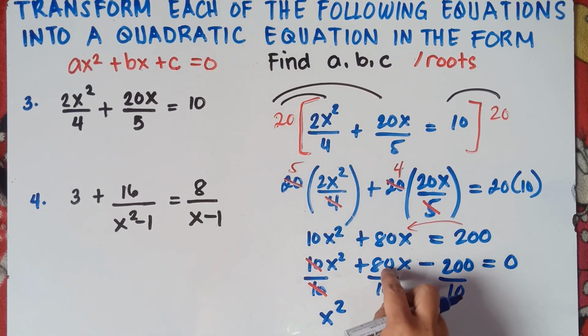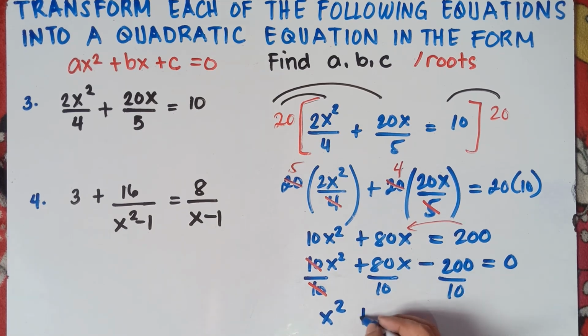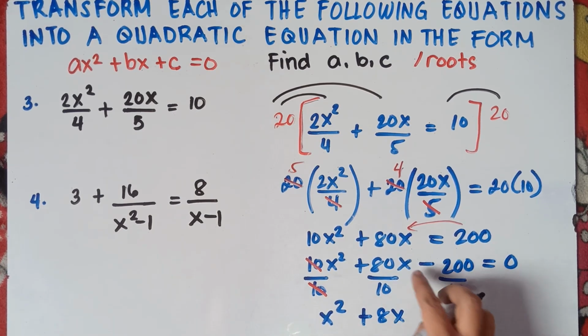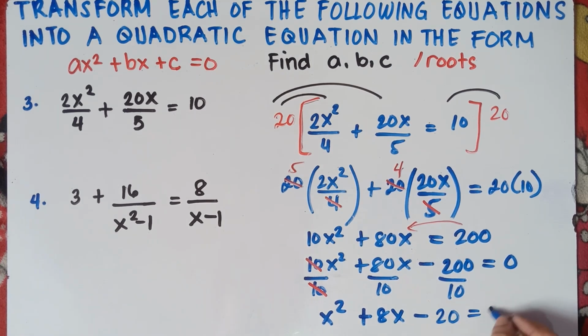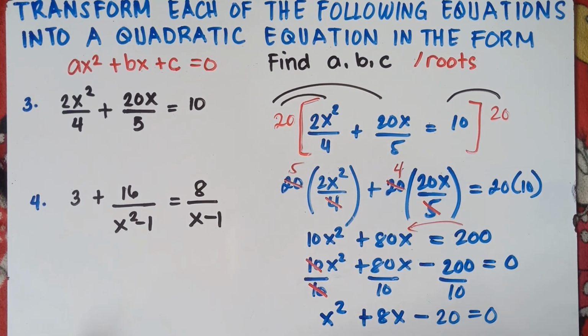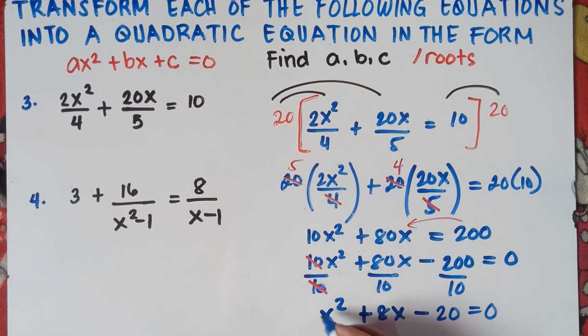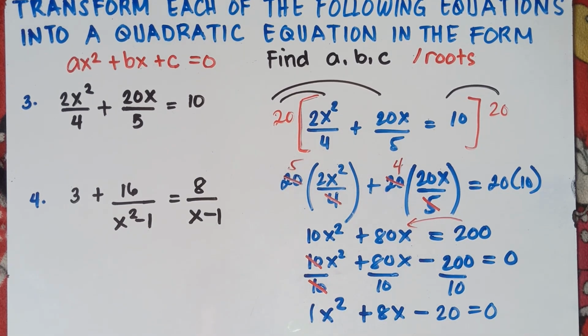Alright, and then 80 divided by 10, that is 8, plus 8x, copy x. Negative 200 divided by 10, so negative divided by positive is negative. 200 divided by 10, that is 20, then equals 0. Alright, so check, can we reduce? So we have 1, 8, and 20. Nope, we cannot reduce this one. So this will be our final answer.